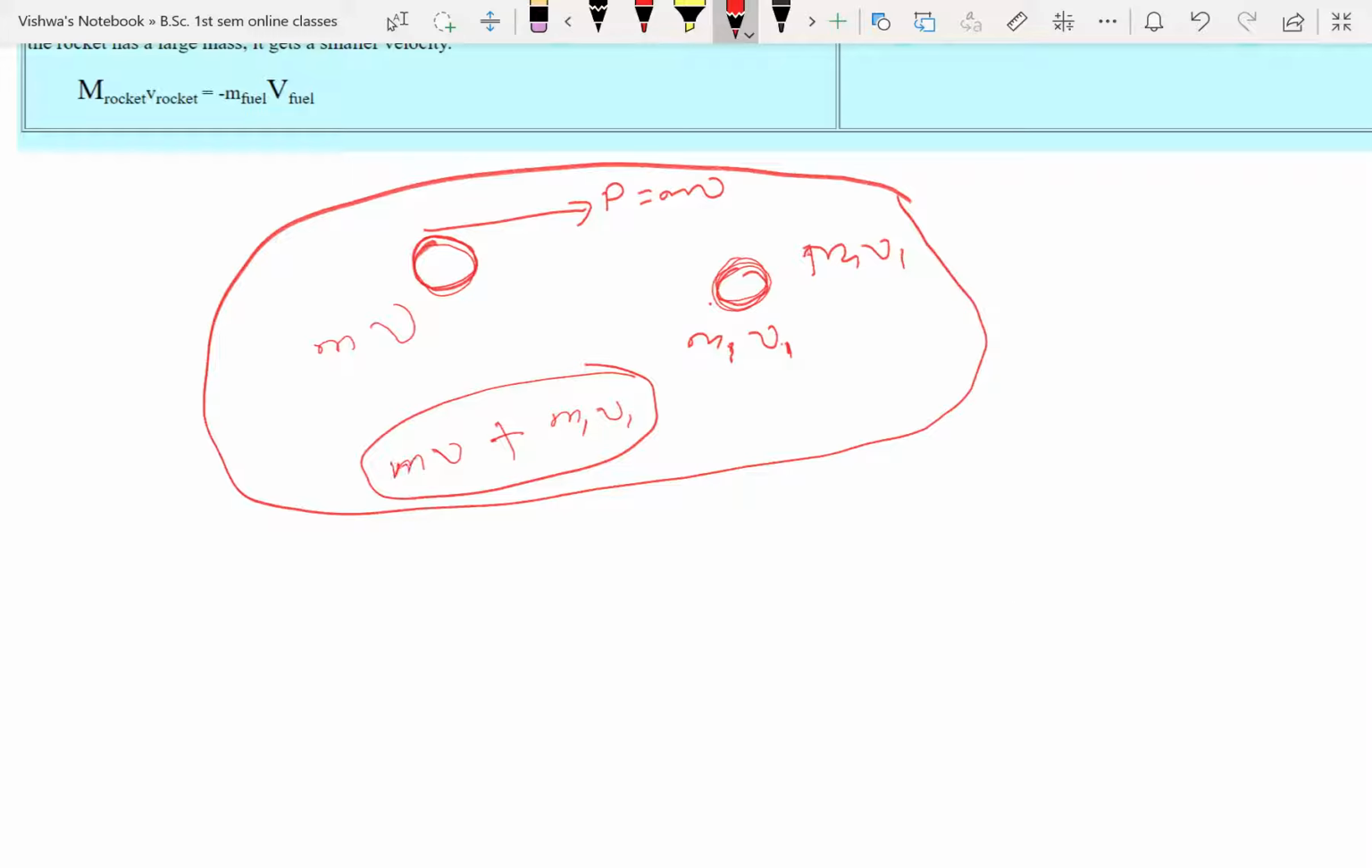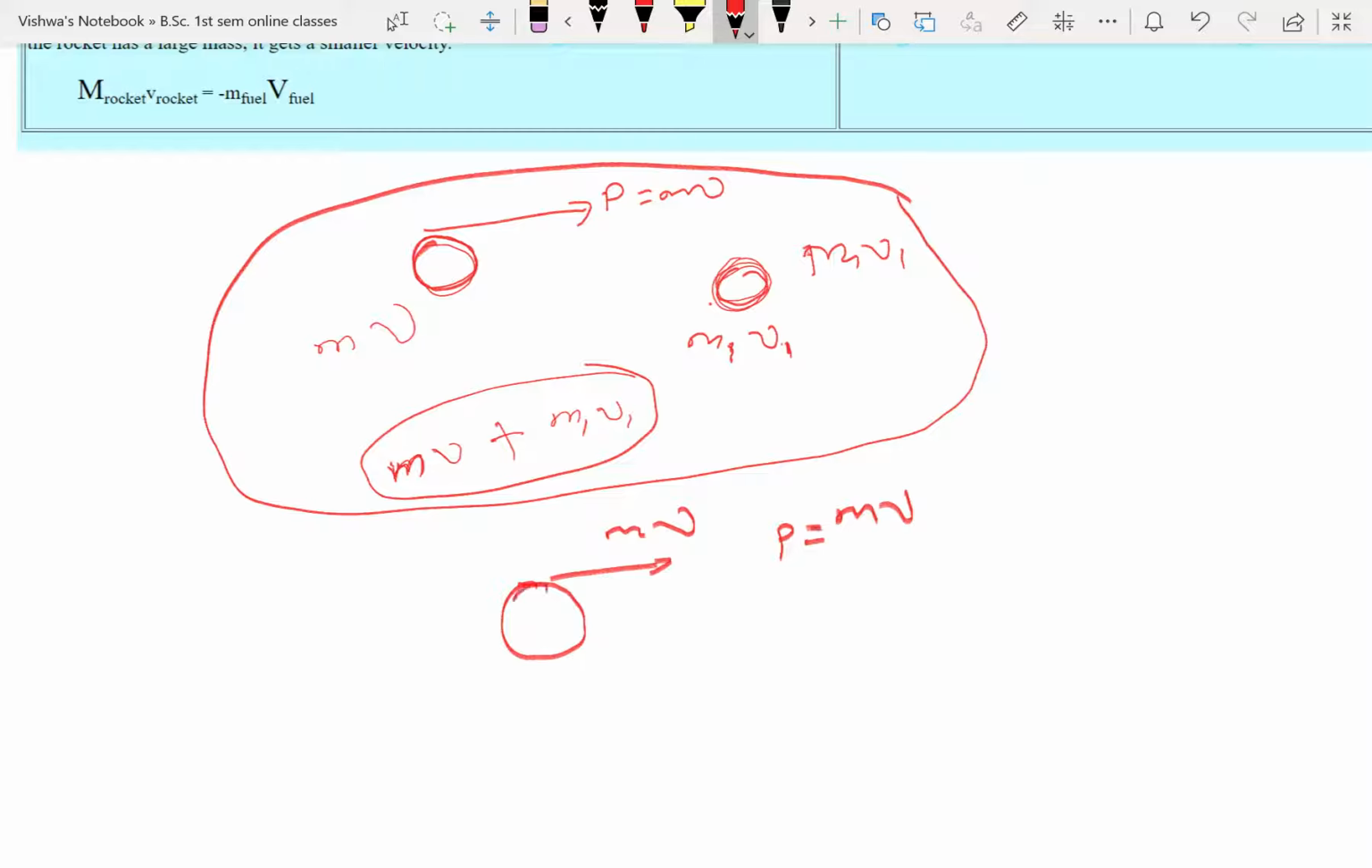Throughout the process or throughout the motion, the mass of these two objects remains the same. There is no change in the mass. Now I am considering one object. Its mass is m and velocity is v. Momentum is mv.